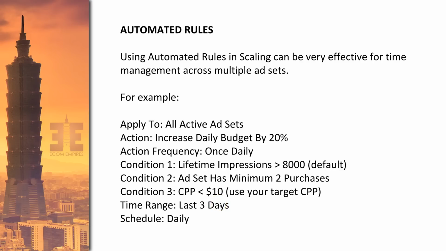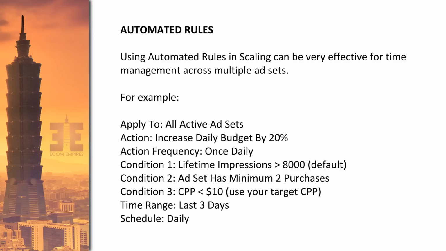So this means it's going to run daily, and it's going to look at the last 3 days of data, and as long as my cost per purchase is under $10, I have more than 2 purchases, and my impressions are high enough, it will increase my budget 20% every day. Once I get to the point where my cost per purchase has reached $10, then it will stop this rule. Okay, and it'll just continue to sit there.